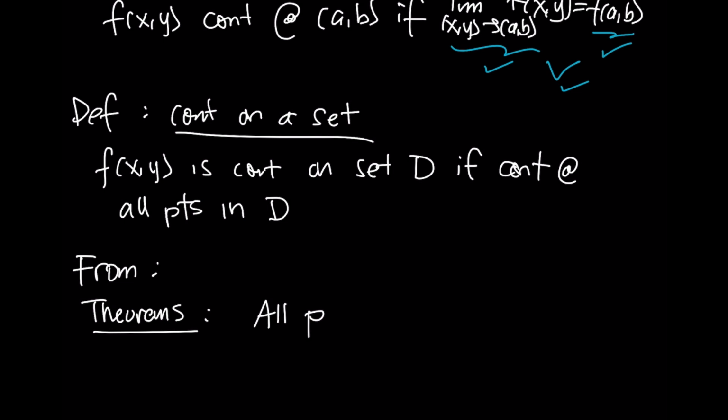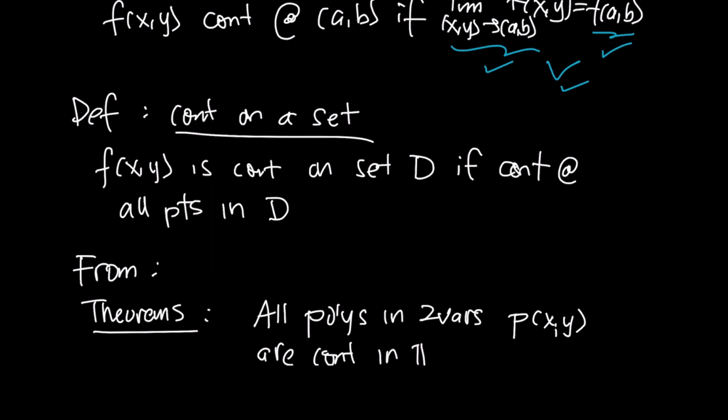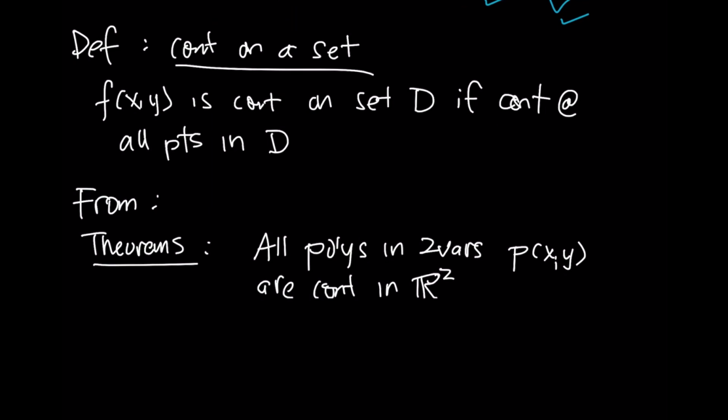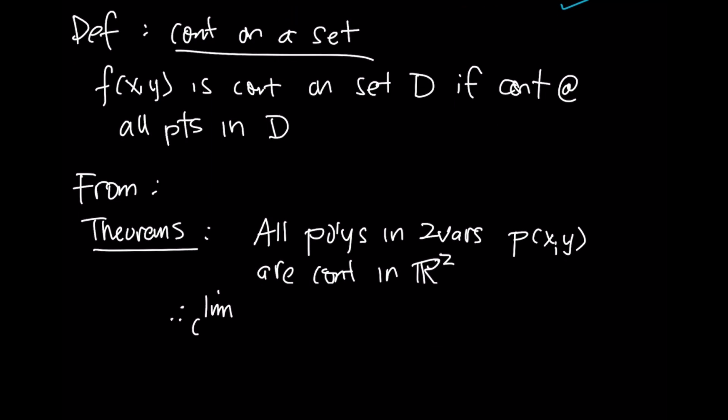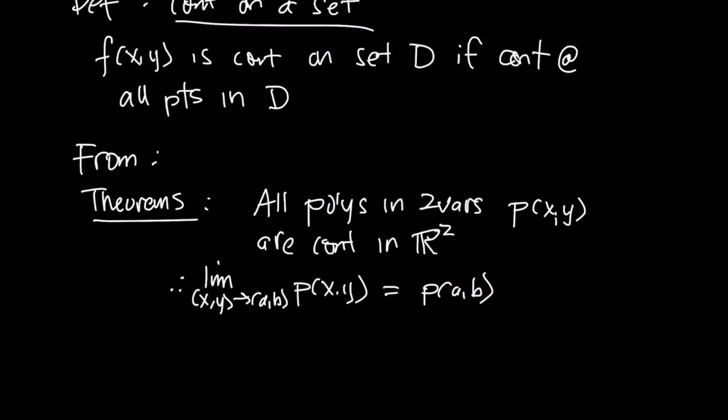All polynomials in two variables, so some polynomial in x and y, are continuous in all of R2. There are no spots where a polynomial will be undefined. So that means if you ever want to take the limit of any polynomial function, you can simply plug the value into that polynomial function.